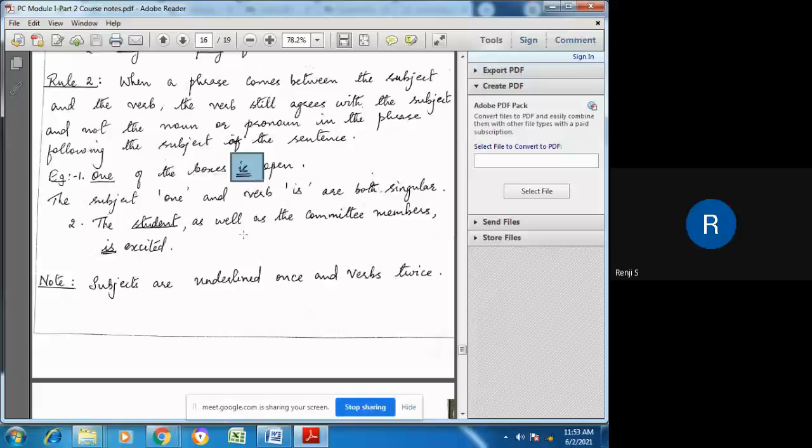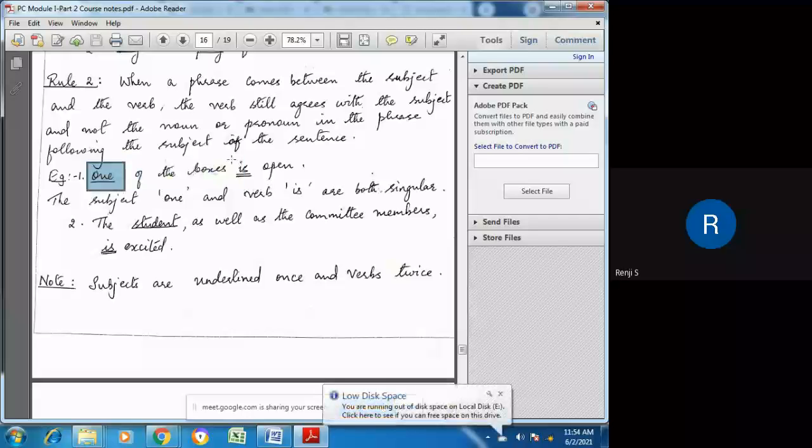Is is singular. A-R-E, are, is plural. So the subject one and the verb is are both singular. In this case, there was a phrase in between which is plural. But even if a phrase comes in between, don't consider that phrase. Consider only the subject and the verb, and they should agree in number.